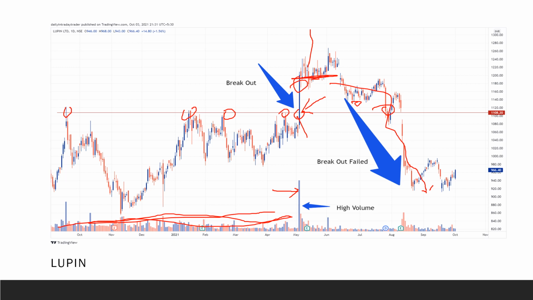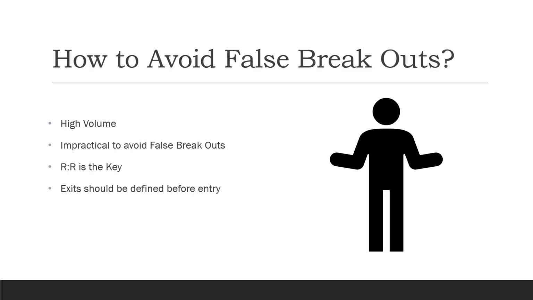Now the question arises: can it be identified beforehand whether it is going to be a false breakout or not? The simple answer is no. No one can decide until the price action has shown that it is a false breakout. Then what is the key to avoid it? What is the key to survive in the market? Now in this slide, I want to discuss how to avoid the false breakouts.